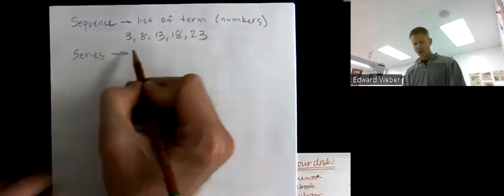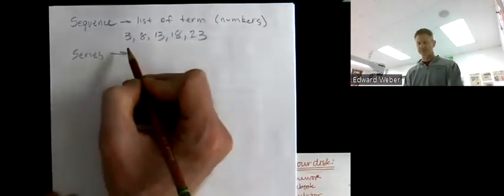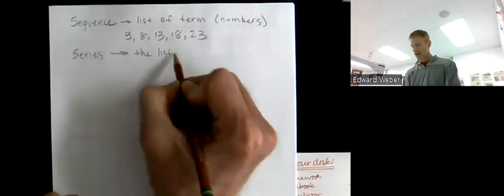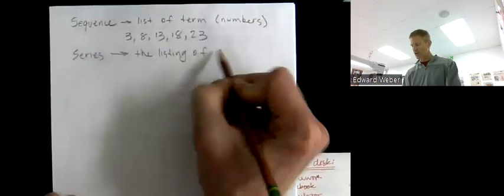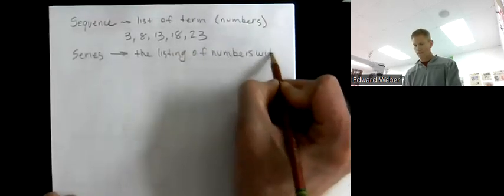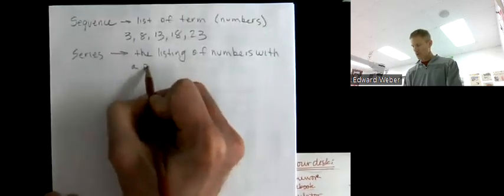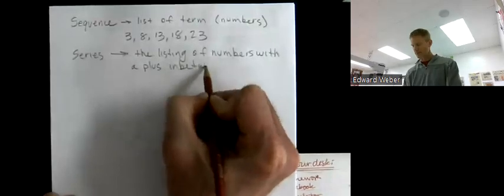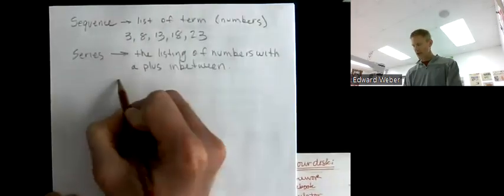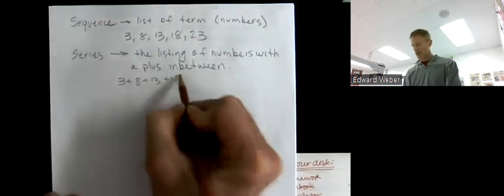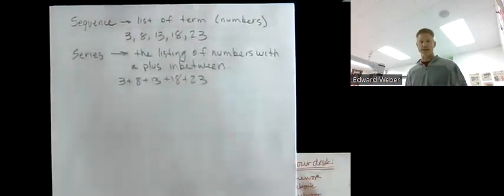We have another term called series. And this is the listing of numbers with a plus in between. So that would be 3 plus 8 plus 13 plus 18 plus 23.